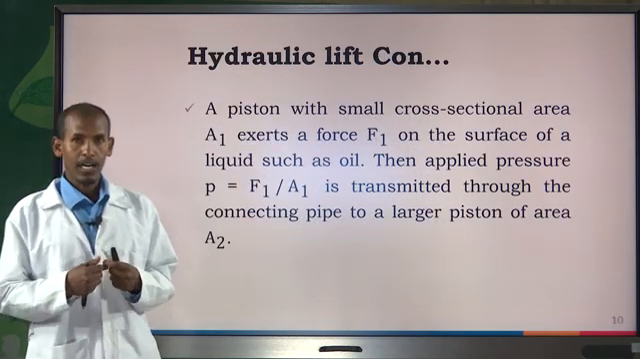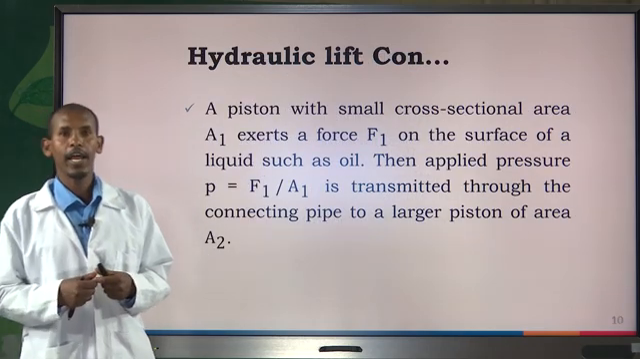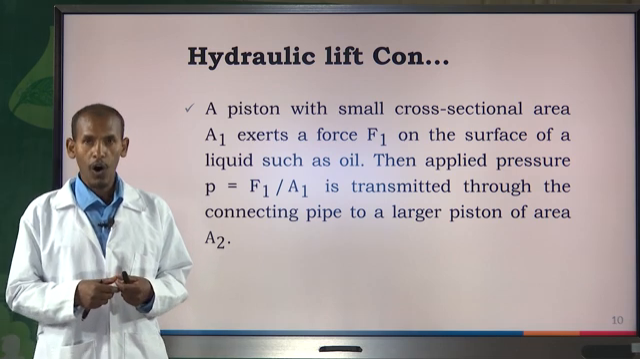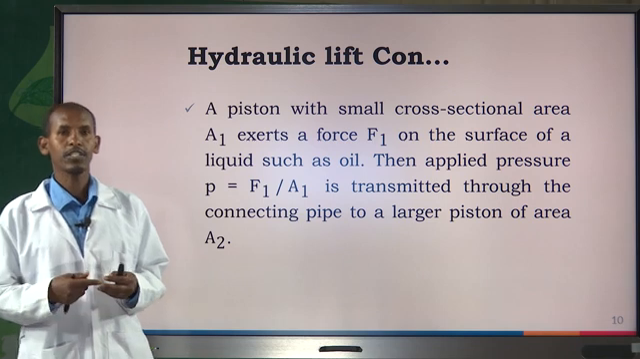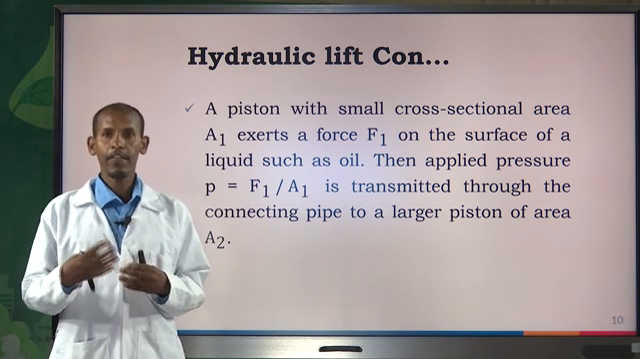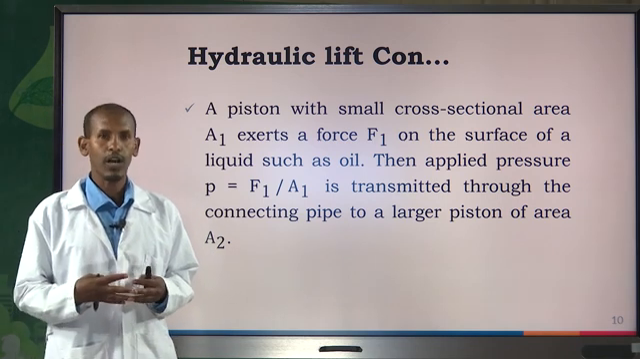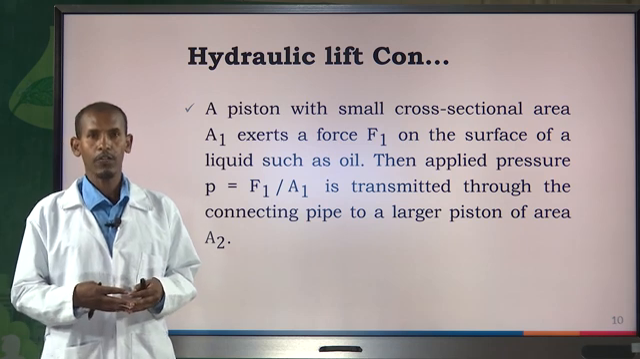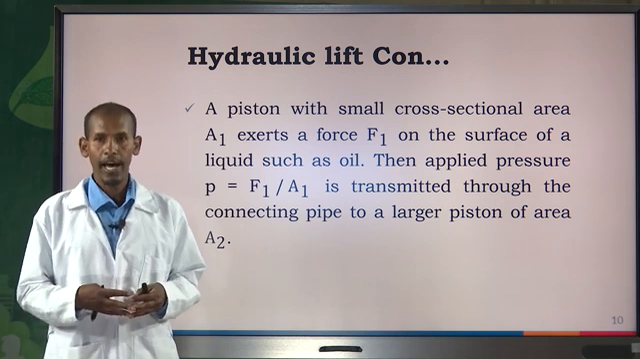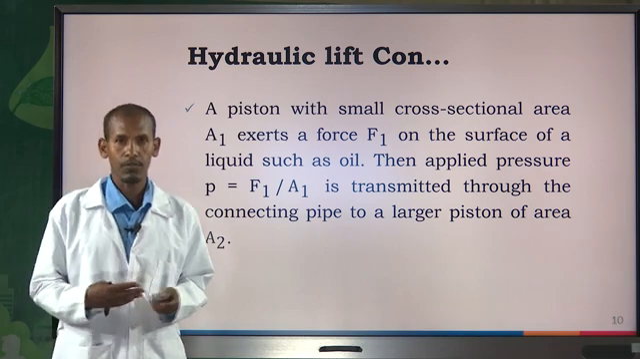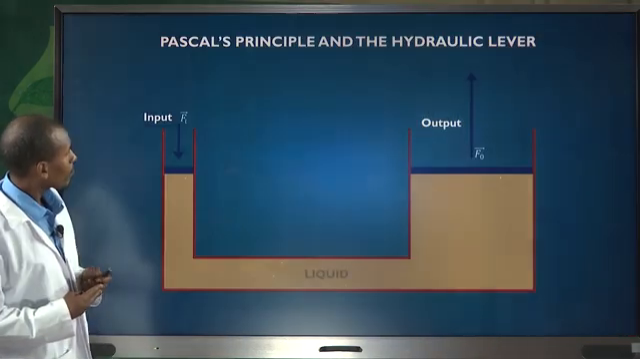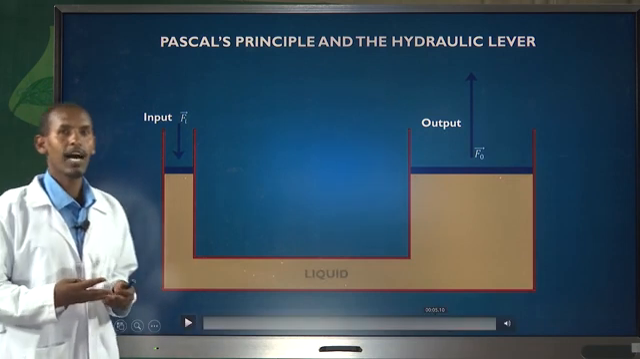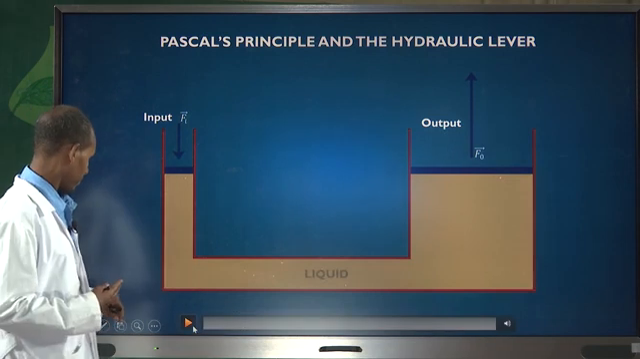A piston with a small cross-sectional area A1 exerts a force F1 on the surface of a liquid such as oil, then the applied pressure P, equal to F1 over A1, is transmitted through the connecting pipe to a large piston of area A2. So this video can help to understand what a hydraulic press is.